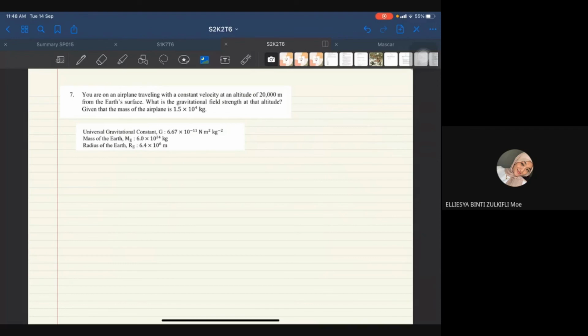Okay, so first thing first, once you get the question, you try to highlight. Airplane traveling constant velocity, altitude of 20,000 meters from the Earth's surface. What is the gravitational field strength at the altitude, given that the mass of the airplane is 1.5 times 10 to the power of 4 kilogram? Okay.